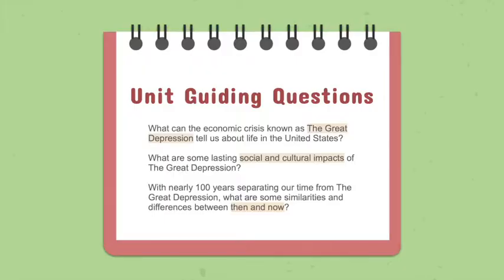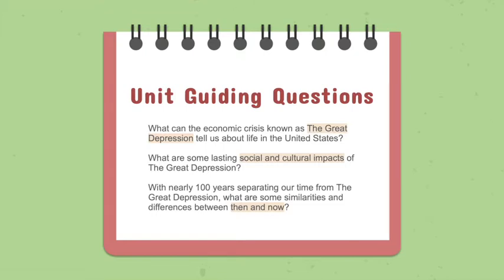My guiding questions for this activity: what can the economic crisis known as the Great Depression tell us about life in the United States? When students are thinking about this question, they're going to hopefully have that in mind as they complete their activities of why am I doing research about this particular famous individual? Well, it's because we want to know what impact it had. The second question asks the same thing. What are some lasting social and cultural impacts? The students should be able to use that as a guiding post, something that they can always look towards of, we're doing this activity because we're trying to solve this question.